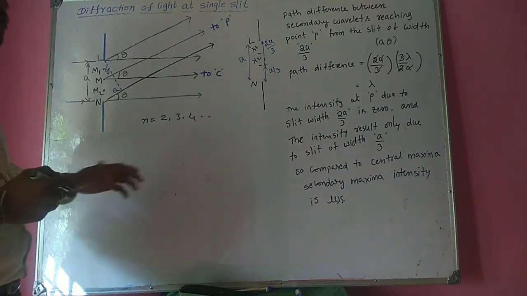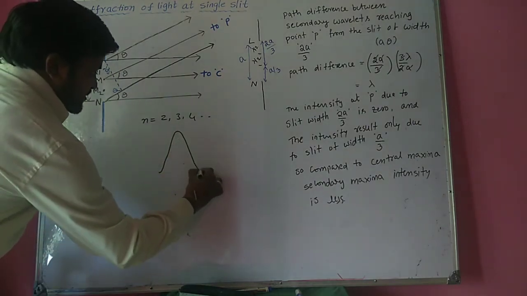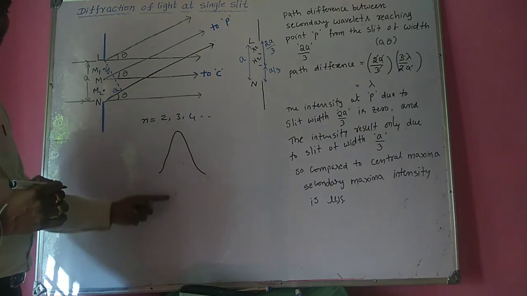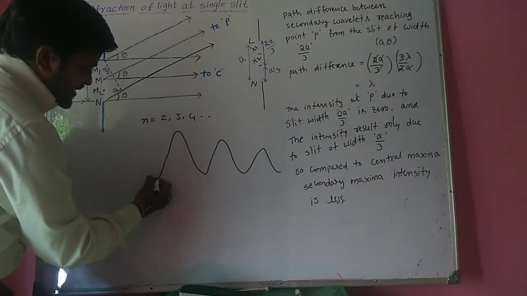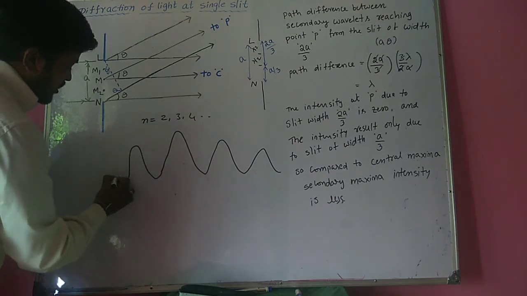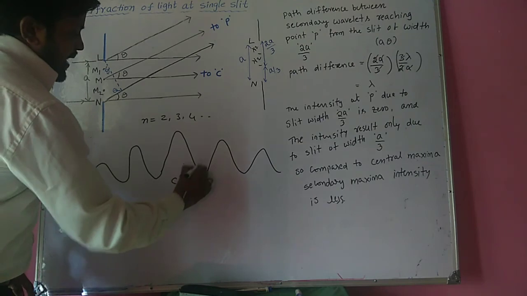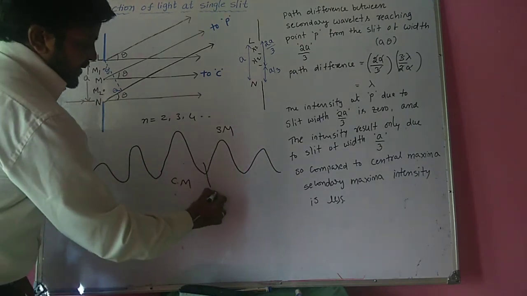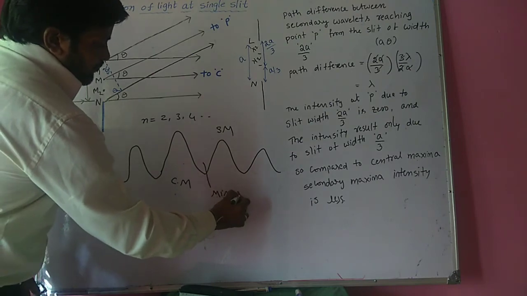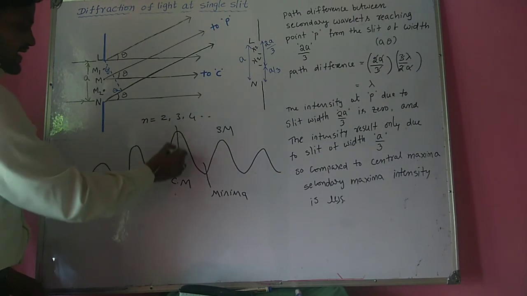Now that can be understood by using a diagram. So this is the central maxima, which has the highest intensity. As the order increases, the intensity on either side goes on decreasing like this. This is the central maxima and this is the secondary maxima. And this is minima. So these are the minimas, and this is the secondary maximas, and this is the central maxima.